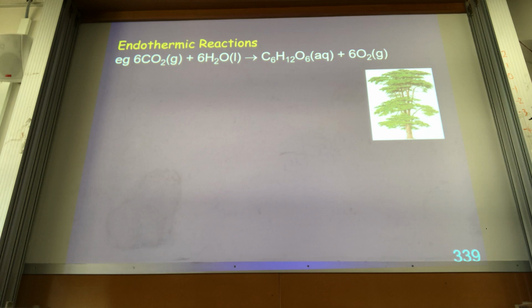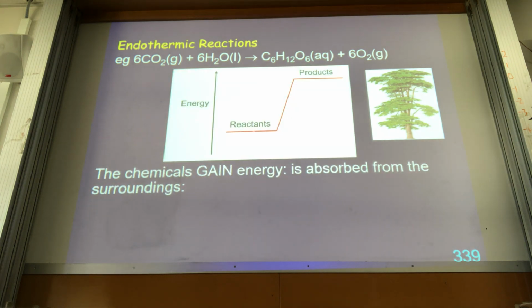Endothermic reactions, on the other hand, the chemicals absorb energy from the environment. So the chemicals start off with less energy than they end up with. Photosynthesis is the classic example of that type of reaction, when they absorb the energy from the sun and produce glucose, which contains lots of stored energy in its bonds. So all things being equal, the environment gets colder, and because the chemicals are absorbing energy from the environment, delta H is positive.